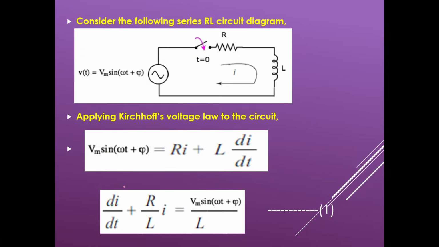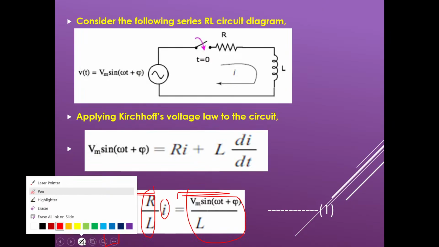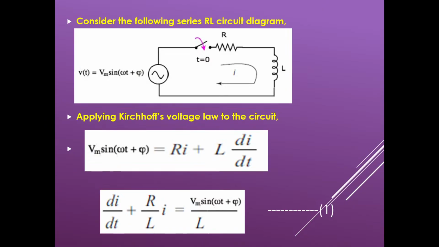Now look at this equation carefully. What are all the terms in equation 1? di by dt plus some constant into i is equal to some other term. This looks like a non-homogeneous equation with p value R by L and k value Vm sin(omega t plus phi) by L, where i is our variable. So i is nothing but x. You can compare equation 1 with the non-homogeneous equation.